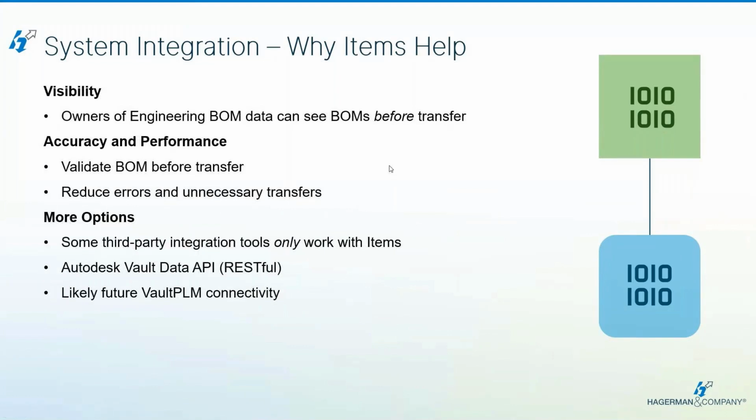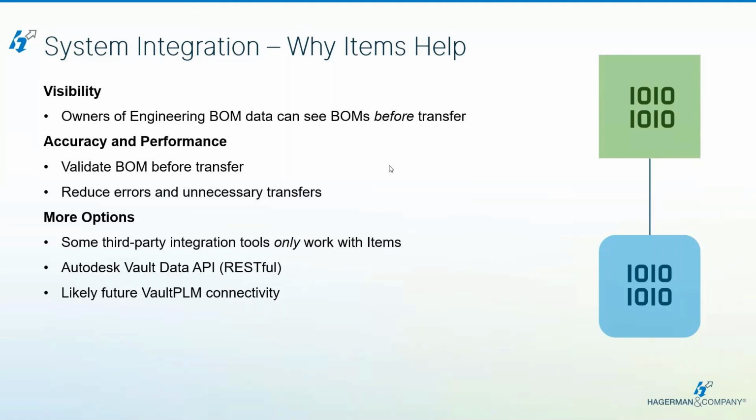You get better visibility. The data is outside the CAD file, which lets you do some validation before you ship it to ERP, reducing errors and unnecessary transfer. And I'll say you get more options, right? Some third-party integration tools that I've seen only work with Vault items. And very recently, Autodesk has provided some very great tools. There's now a REST API. The only way to get a BOM from Vault via the REST API is if you're using items.